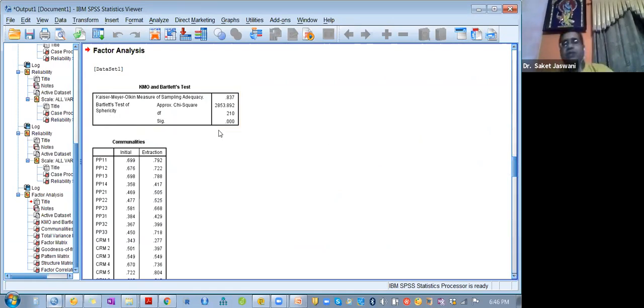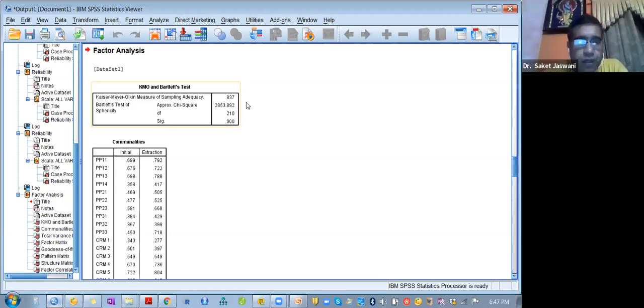And for Bartlett's test, you will see the Sig. value. The Sig. value is the p value, which should be less than 0.05. 0.05 is the threshold value. If it is less than 0.05, it is significant. If it is more than 0.05, it is insignificant. So this Sig. value of Bartlett's test should be less than 0.05. It is 0.000, which is very much less than 0.05. So we can accept and say that the data is good enough, sufficient to undergo factor analysis.